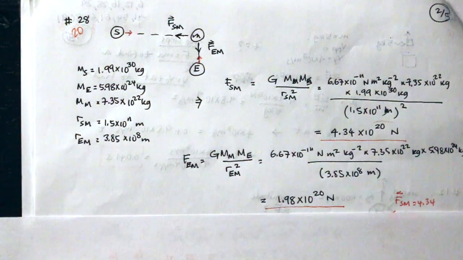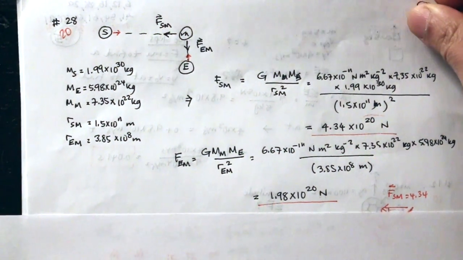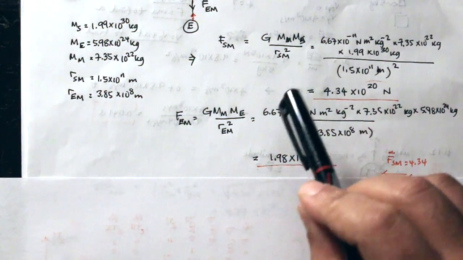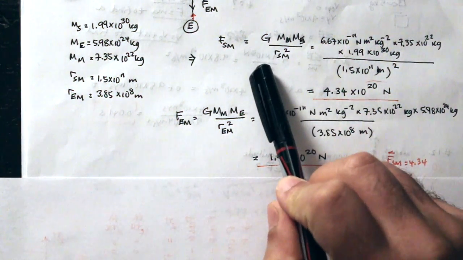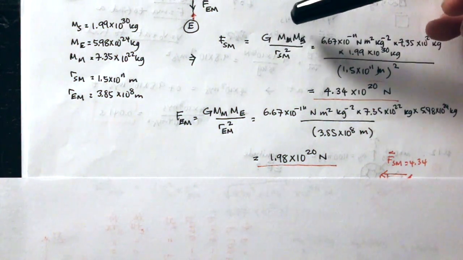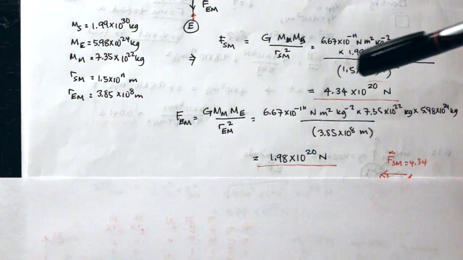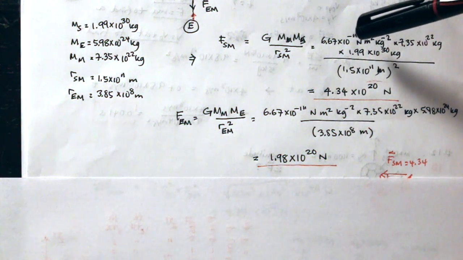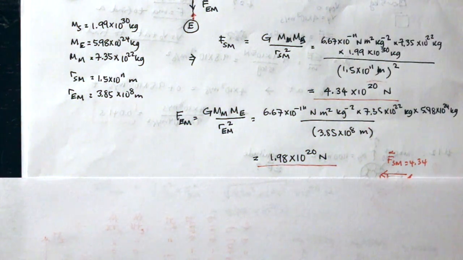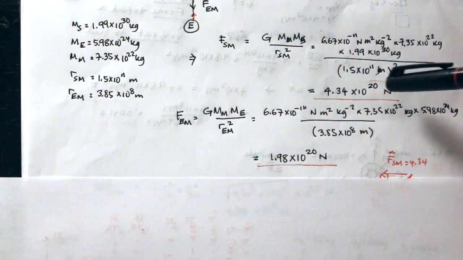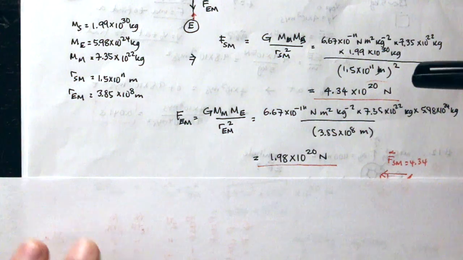And what I'm going to do first is calculate what happens to the moon due to the sun. There the gravitational force is, of course, G, the mass of the moon, the mass of the sun, divided by the distance between them squared. So this is really an exercise of putting things properly in your calculator, and you figure out that the force is 4.34 times 10 to the 20 newtons.